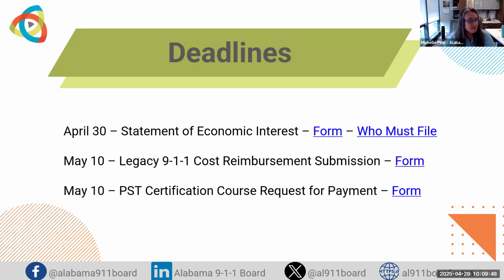Okay, so we've got some deadlines coming up. If you need to file a statement of economic interest, it is due on April 30. These links here will take you to the form and then to a PDF that will explain who needs to file that. May 10th, our legacy 911 cost reimbursement submission is due for the month. Also, the PST certification course request for payment form is due. If you get them in by the 10th of each month, they're paid out at the end of the month if we've got all the paperwork we need from you.